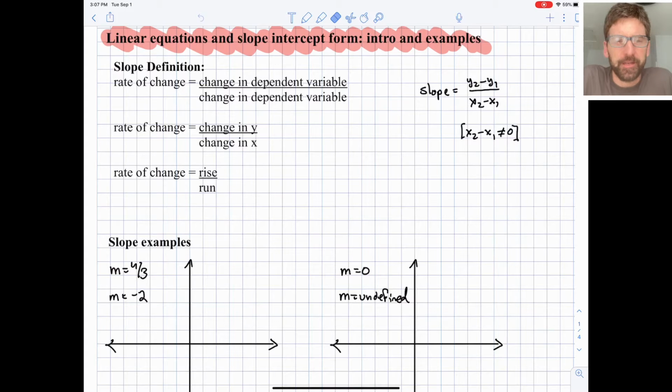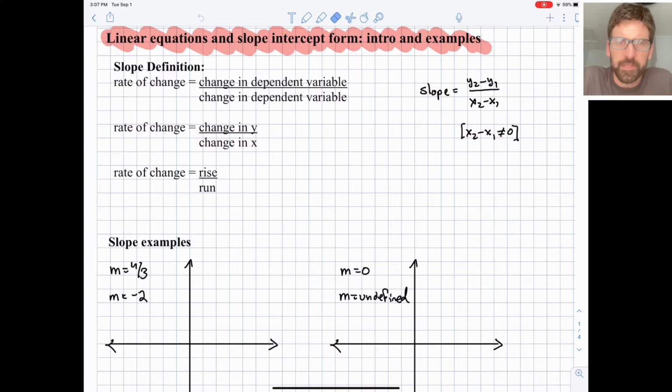All right, this is a video on linear equations and slope-intercept form, and we'll start with an introduction, then do a few solved examples. So we will be covering a review of slope as well as slope-intercept form, so those two different concepts in this video.